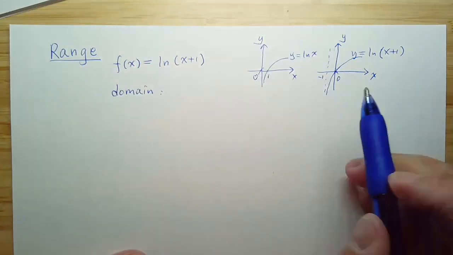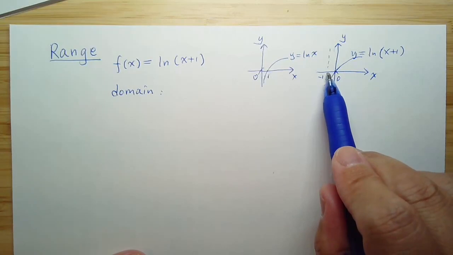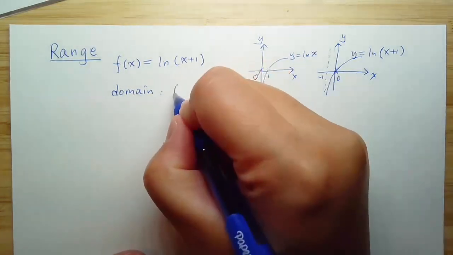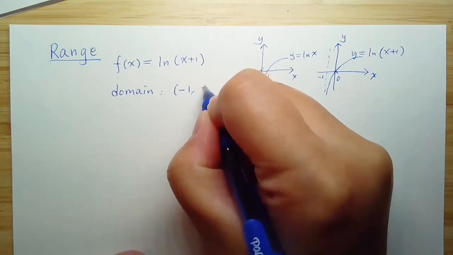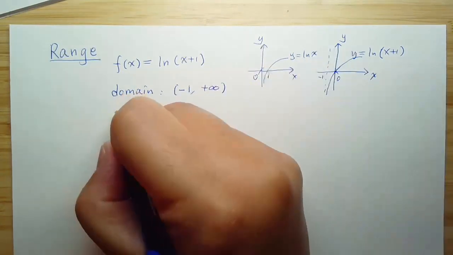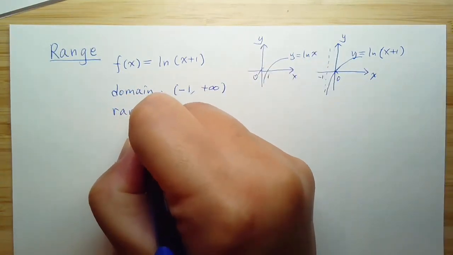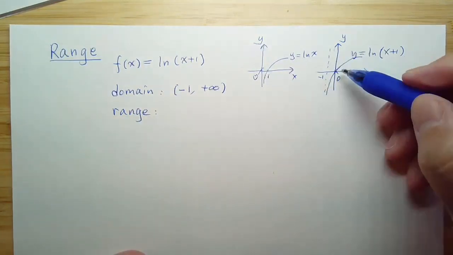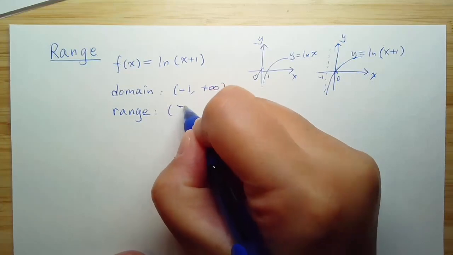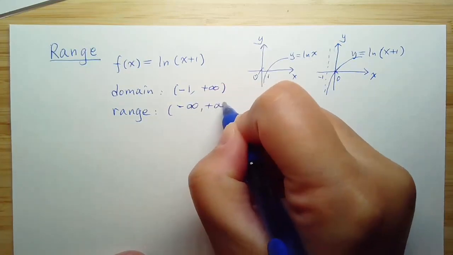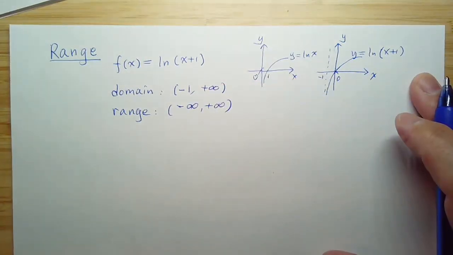Therefore, from this graph, we can tell very clearly our domain is what x value can be. That x can be from -1 and above. It cannot be -1, so it is -1 in parenthesis to positive infinity. And the range is what y value can be, and you can tell that's from negative infinity to positive infinity. So this is very simple. This is the first one.